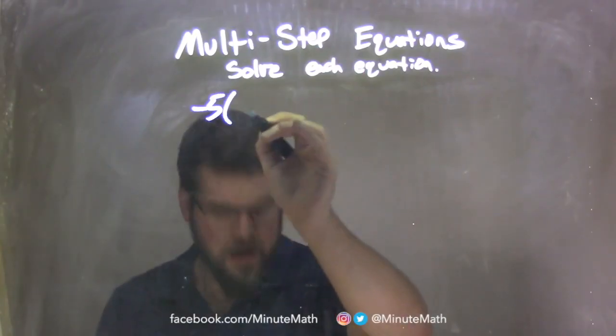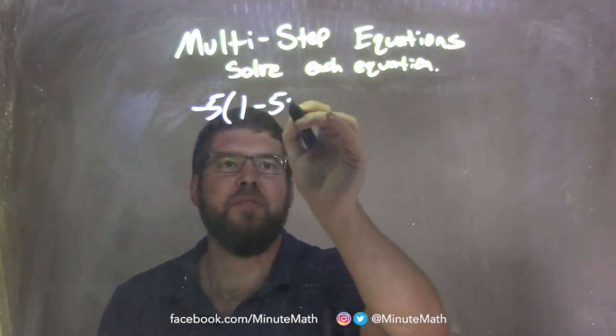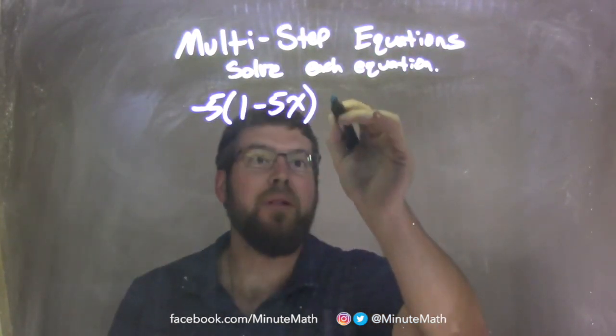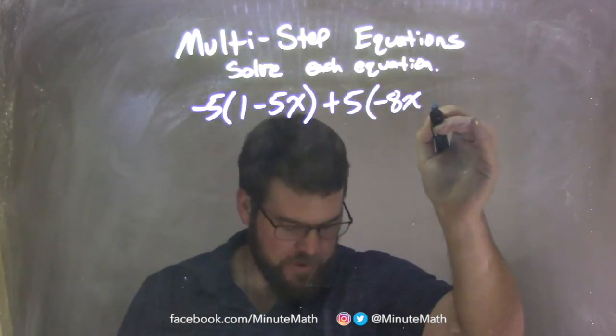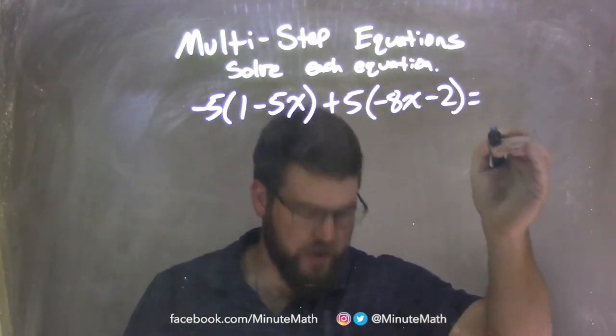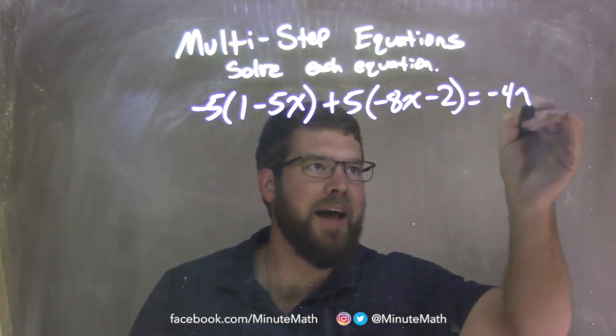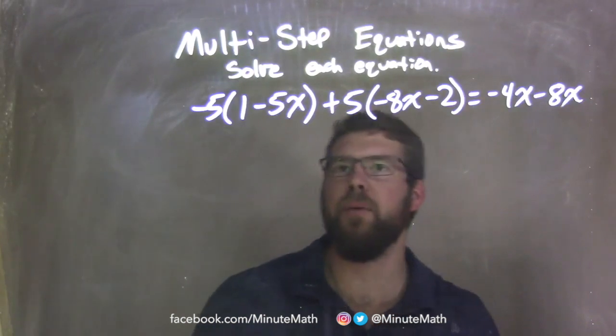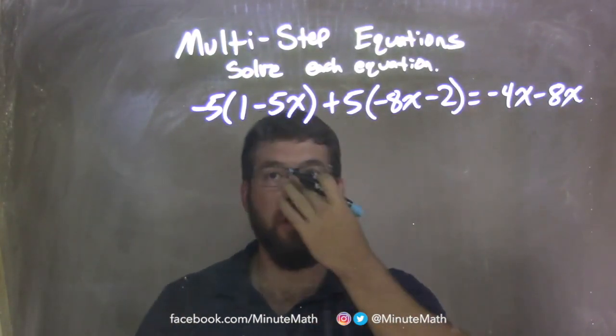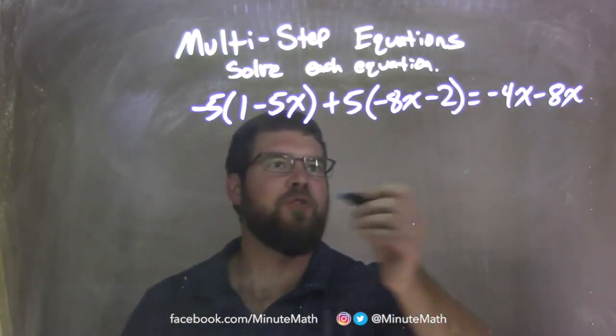Negative 5 times (1 minus 5x) plus 5 times (negative 8x minus 2) equals negative 4x minus 8x. It's getting to be a long problem here. Okay, long one. Should have said it a little better. It's all good. Let's distribute, right? I'm going to distribute each part here.